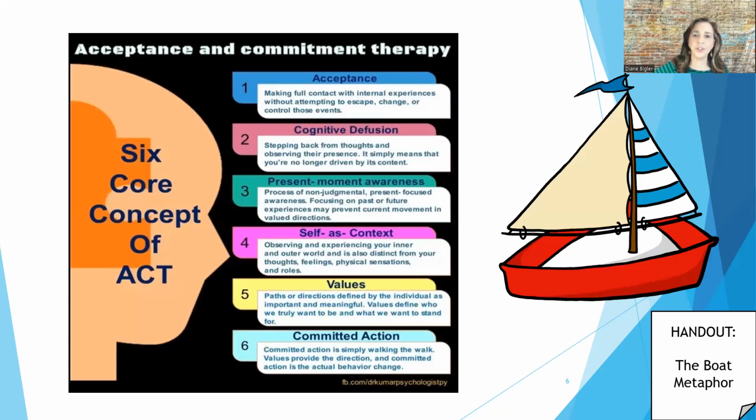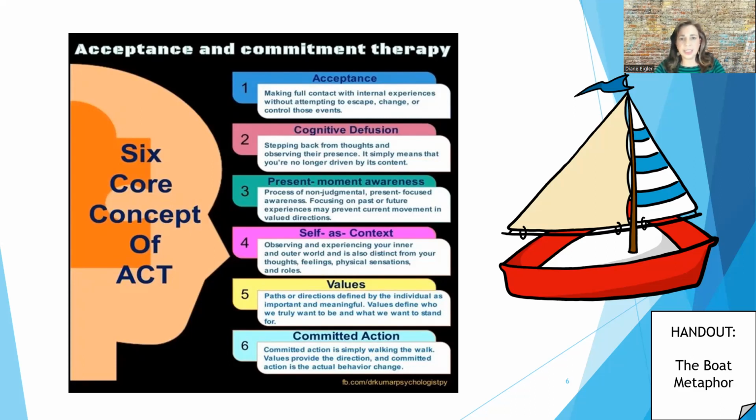let's continue now to talk about the six core concepts of ACT. These are the six core concepts that you're going to see represented. You're going to see them in a hexagon. It's called the hexagon in ACT. And these are the ways in which we find direction in what ACT is and how to help clients. So I'm just briefly going to talk about each of these.